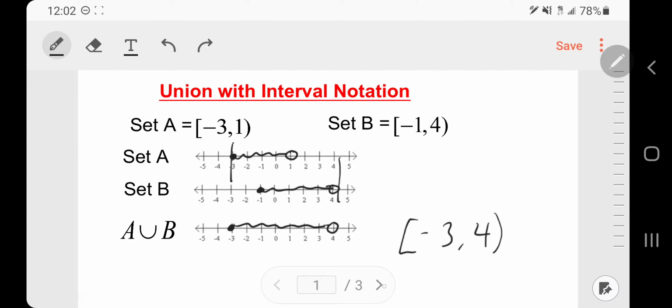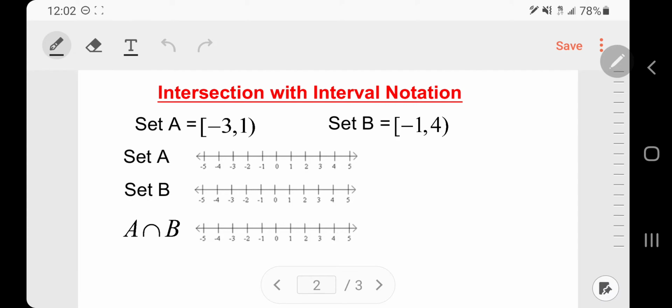All right, let's take a look at intersection. All right, so intersection, again, we'll graph these two sets. We have -3 to 1, and we have -1 to 4. Now with intersection, we're looking for the overlap between our two sets, or the common elements of both sets. So that can be found where our two sets overlap here.